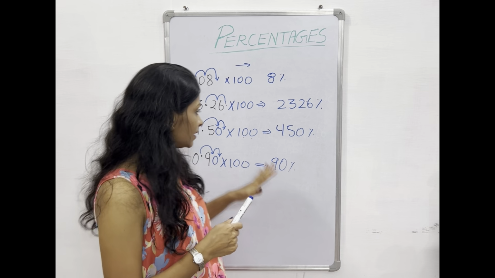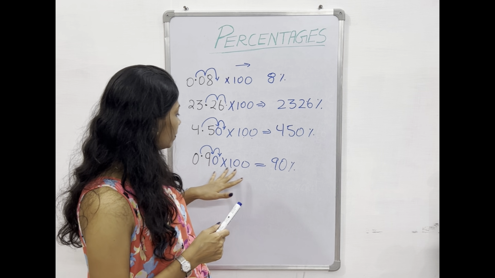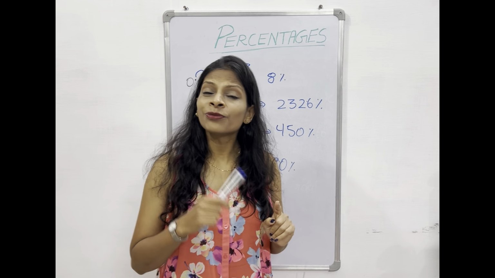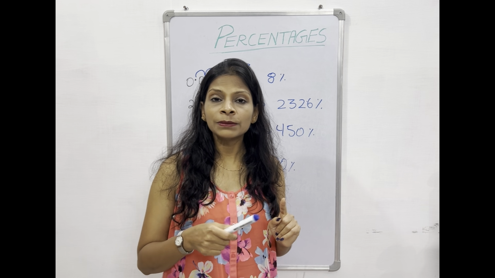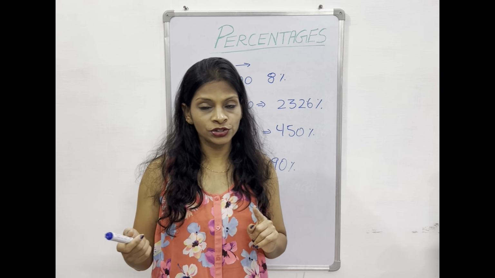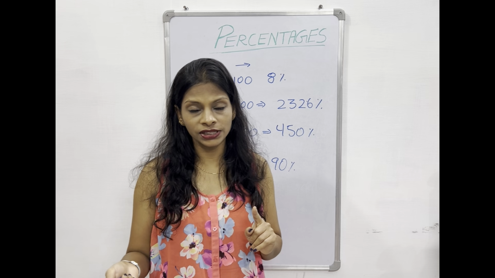If you have any doubts here about multiplying decimal numbers by 100, you can watch my video about multiplying decimal numbers by powers of 10, which is 10, 100, 1000.